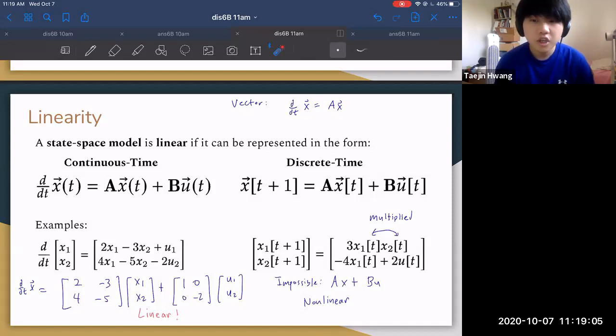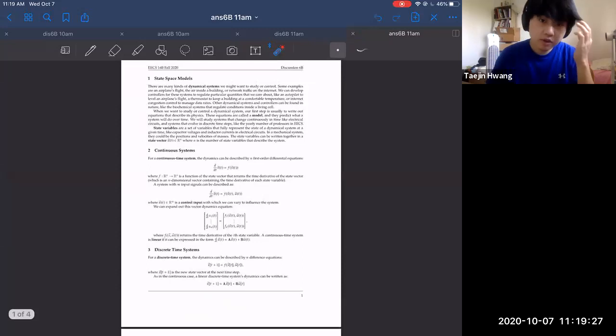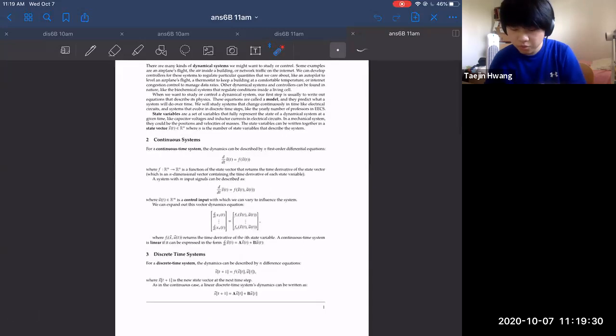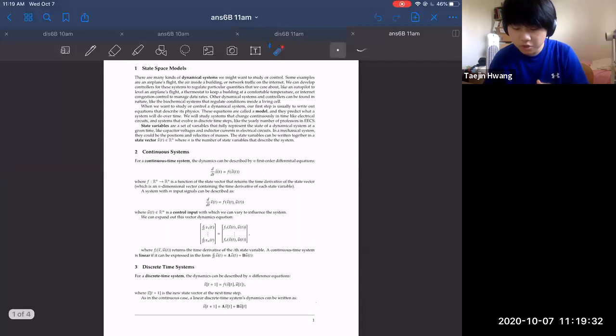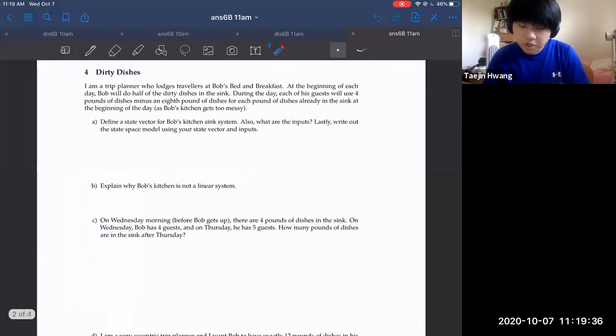Okay, any questions so far about linearity, about state space? All right, moving on. Let's go to the discussion worksheet. I've given a brief summary of everything that's gone on in the first page. We introduced state space models, continuous and discrete time systems. So let's take a look at a couple of problems.